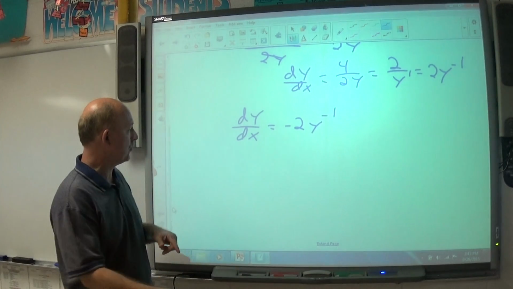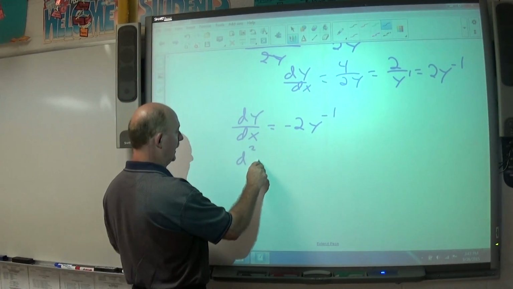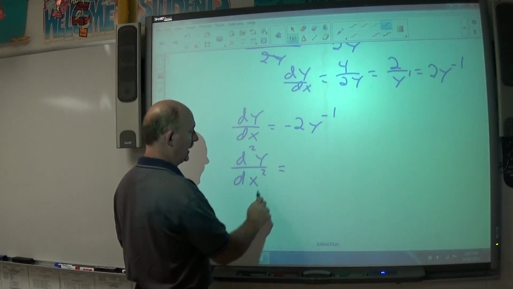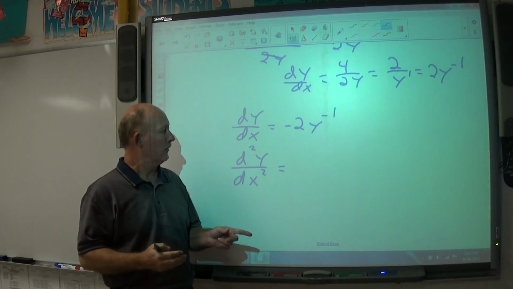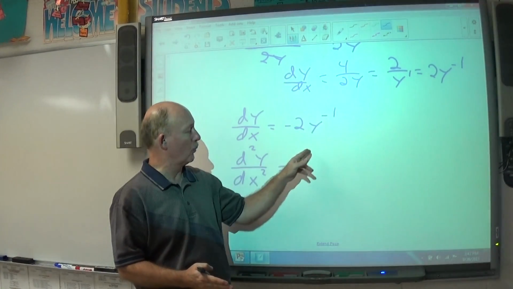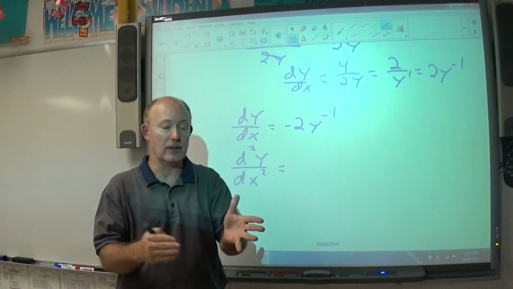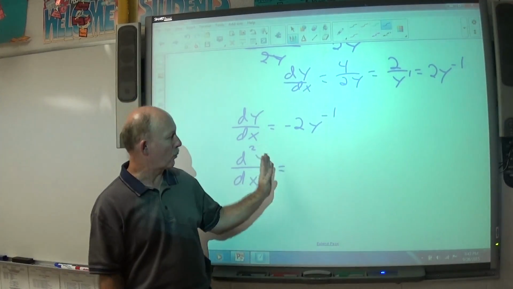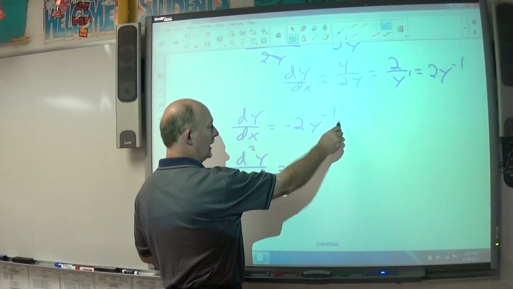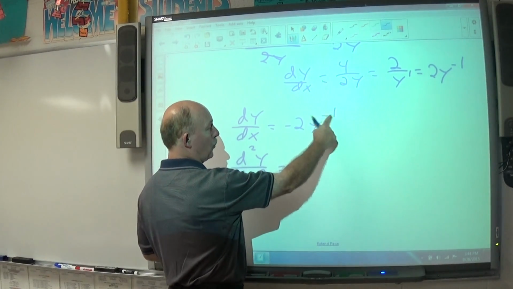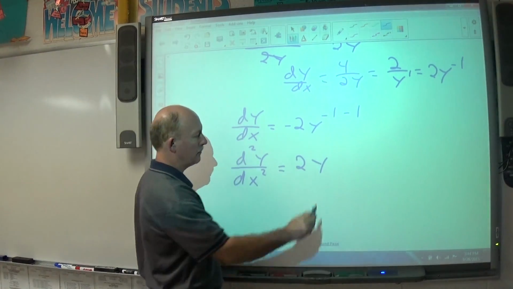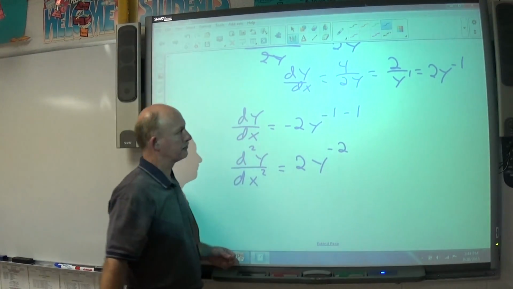So as we take the second derivative, we're going to indicate it like so: d squared y over dx squared. So the second derivative we're going to indicate like this. As you take the derivative now, you're taking the derivative of negative 2y to the negative 1. Remember, you have to leave dy dx as a factor on the right-hand side of your equal sign as you take this derivative. So we do negative 2 times negative 1 times negative 2, which gives us positive 2y. Now remember, you've got to subtract 1 from your exponent, which gives us the negative 2 power.